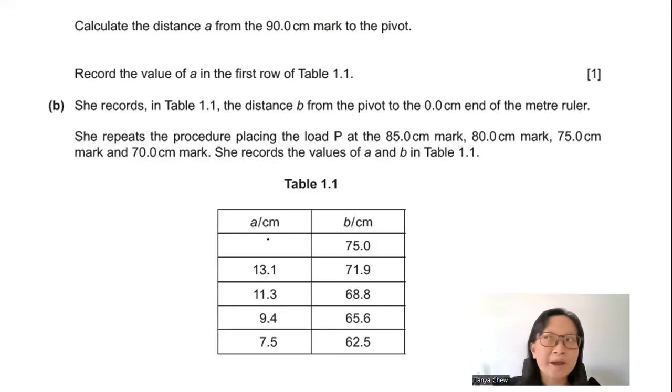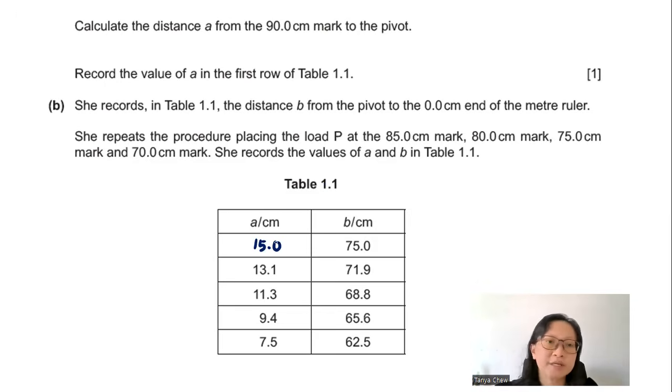But hey, since I'm using a cm rule, I have to look at the sensitivity of my cm rule, which is the smallest division on my cm rule. The smallest division on the cm rule is 0.1 cm. So I have to record my reading by following the decimal points of the sensitivity of my cm rule. So I have to put it in terms of 1 decimal point.